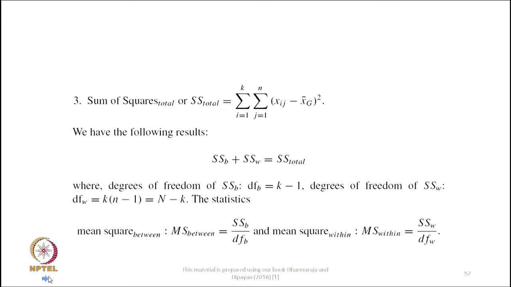Similarly, you compute the third quantity, called the sum of squares total, by subtracting x bar g and taking the whole square with the double summation. You can easily conclude that the sum of squares between plus the sum of squares within is the same as the sum of squares total. That means, if you compute any two quantities, you can get the third quantity.